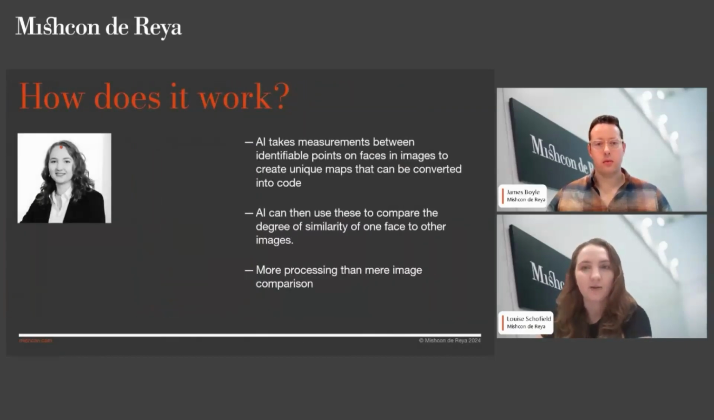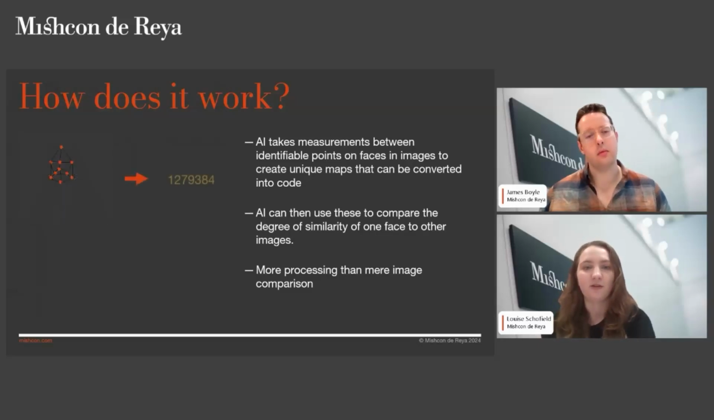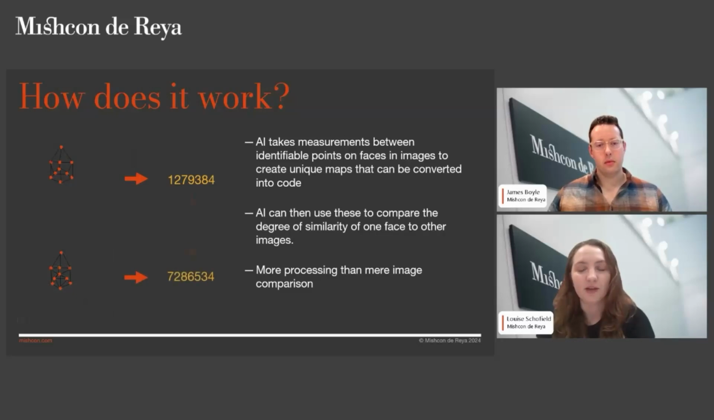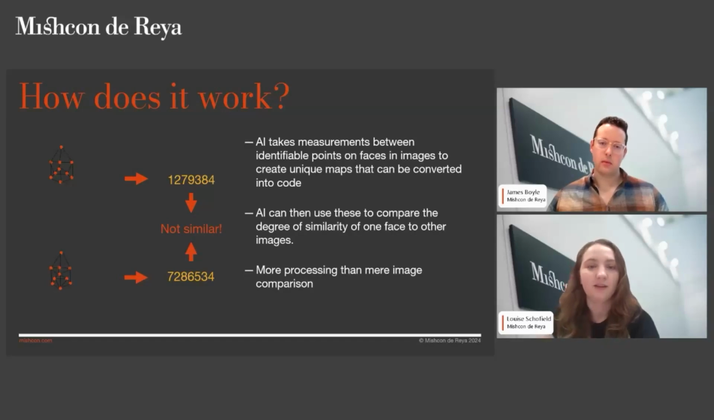In terms of how the technology actually works, it will take measurements between identifiable points on faces, and then create maps that can be converted into code. And then it is the code that is compared. Different facial recognition models use different numbers of identifiable points, but usually it's upward of 30. And the output, which is the numbers that you see in the animation we have on screen, is what's compared. So there are quite a few stages in this, and it's much more processing than just an image-to-image comparison that you might be familiar with that's been around for a long time.